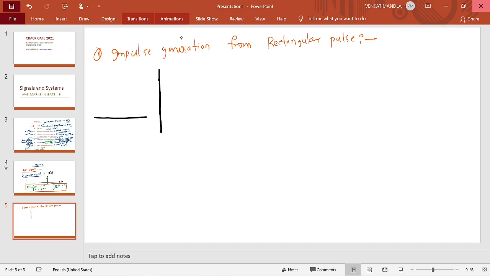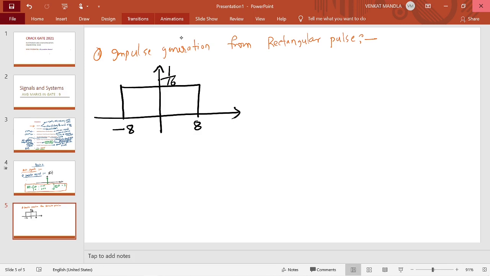I will take a rectangular pulse like this initially, like this. Suppose -8 to +8. So what is the amplitude I need to put? Because I want the area of the signal to be 1, because that is one of the constraints for an impulse signal. Area must be 1. So what do I have to put here? Amplitude, because this length is 16, the breadth should be 1/16. Then I will get area 1.